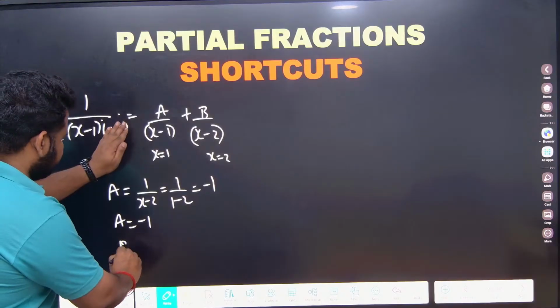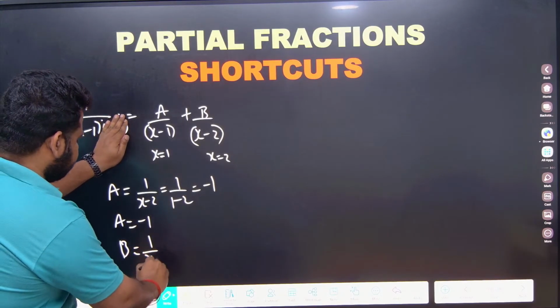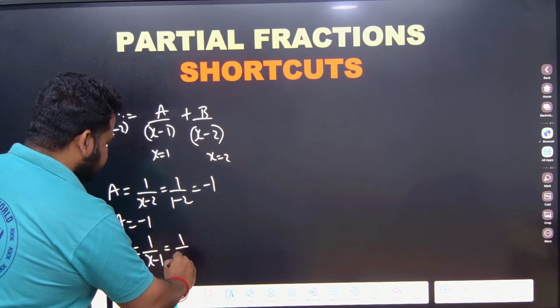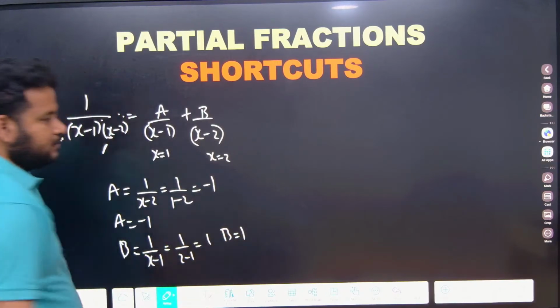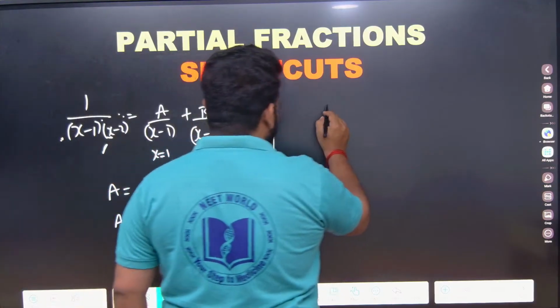So what is left now? On closing x minus 2, I am left with 1 by x minus 1. So here what x value should I put? 2. So I will get 1 by 2 minus 1, that is 1. So b value will be equal to 1. So let me use another example for you to find the shortcut.